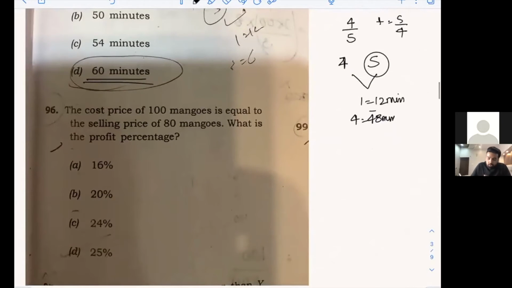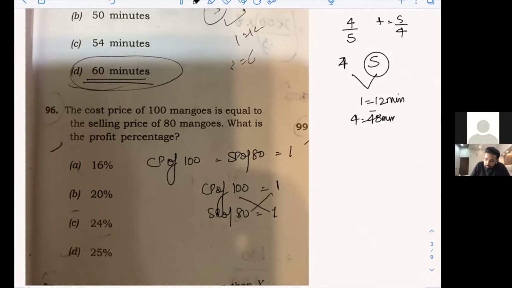ओके. The cost price of 100 mangoes is equal to the selling price of 80 mangoes. हम assume कर लेते हैं, let the price be 1. अब इसको सॉल्व करने का एक सिंपल तरीका होता है, कॉस्ट प्राइस ऊपर, मनी राइट हैंड साइड पे, सेलिंग प्राइस नीचे, मनी राइट हैंड साइड पे, क्रॉस मल्टीप्लाई, 100 - 80 जो चीज़ पीछे है उसी से डिवाइड इंटू 100. 20/80 क्या होता है, 1/4 into 100 which is 25%.